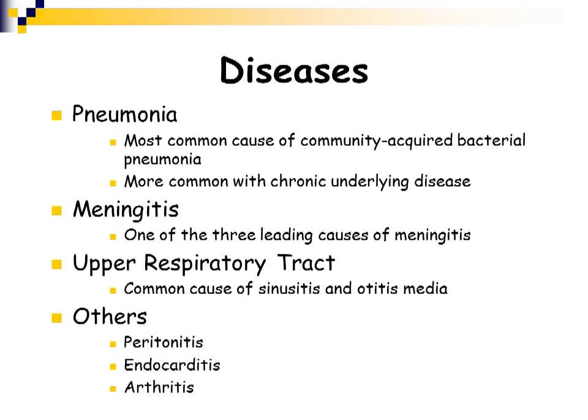The more common diseases caused by Streptococcus pneumoniae, of course, like its name indicates, it does cause pneumonia. It's the most common cause of community-acquired bacterial pneumonia, and it's much more common in individuals with chronic underlying disease. It can cause meningitis. It's one of the 3 leading causes of meningitis. It will lead to upper respiratory tract infections such as sinusitis and otitis media, and it can also cause endocarditis, arthritis, peritonitis, so it can cause many different diseases.